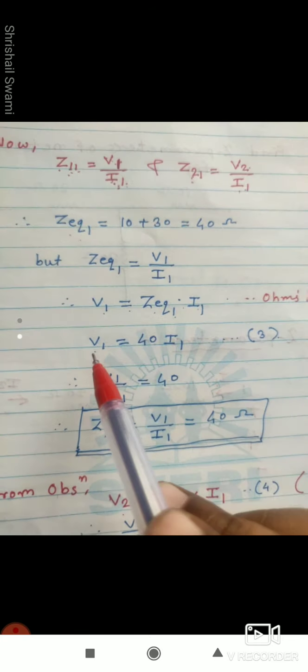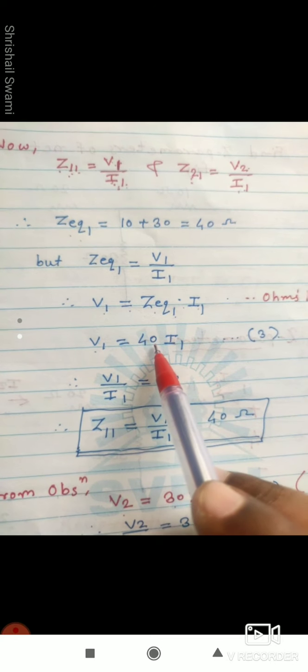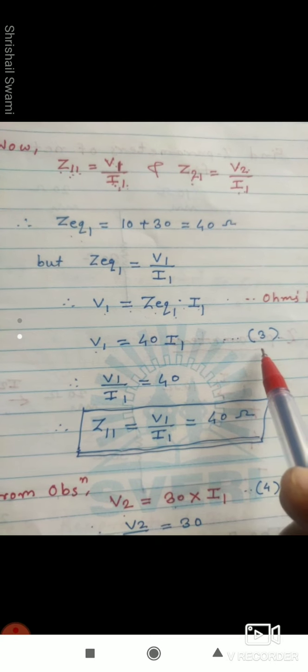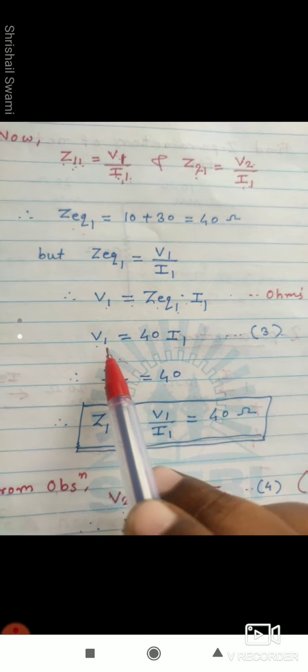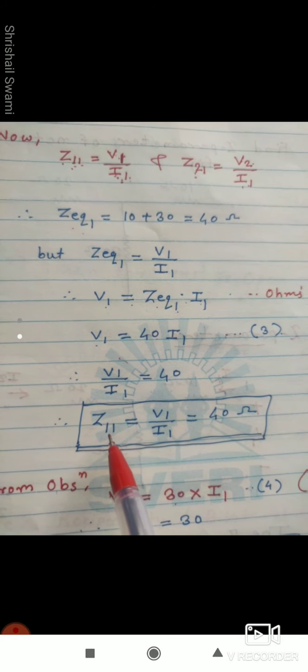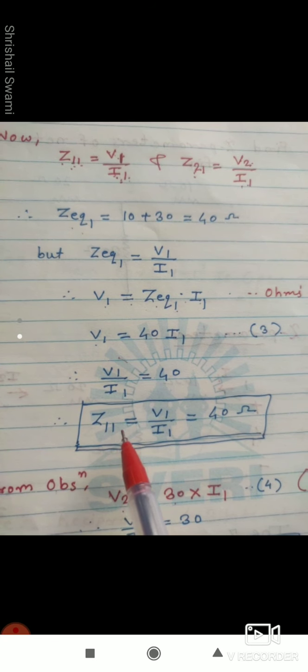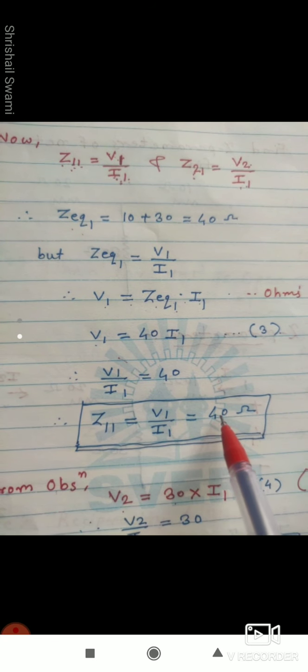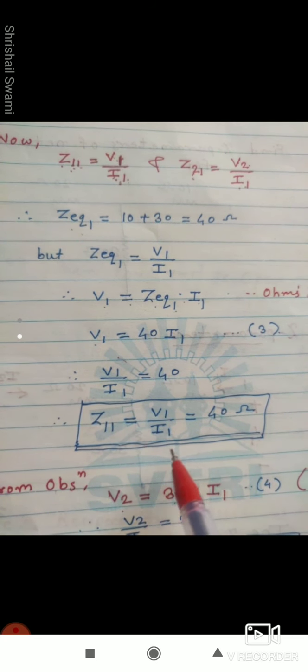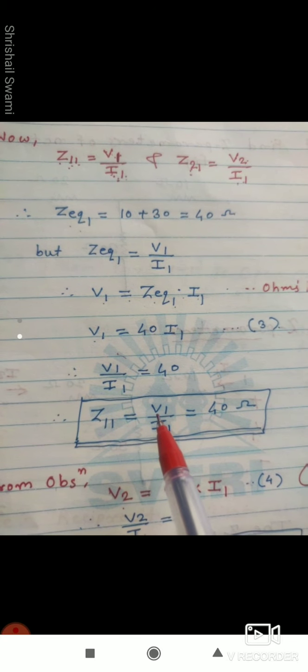Now, but Z equivalent is V1 upon I1, that is from this equation. So put here V1 is equal to Z equivalent 40 into I1. Give the equation number 3. So what we want, V1 upon I1. So V1 upon I1 is 40. So V1 upon I1 is nothing but Z11. So Z11 is equal to V1 upon I1 is equal to 40 ohm. So this is the first answer, first parameter Z11.